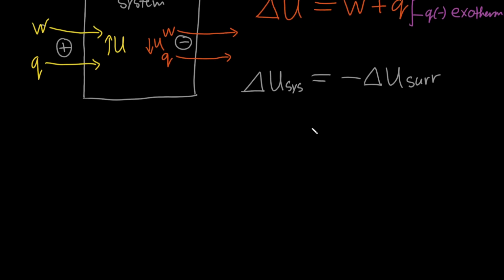Okay, let's try a practice problem. So we have a system here, and we're going to add 300 joules of heat. Now, of course, this is a closed system. This results in a change of internal energy to 500 joules.